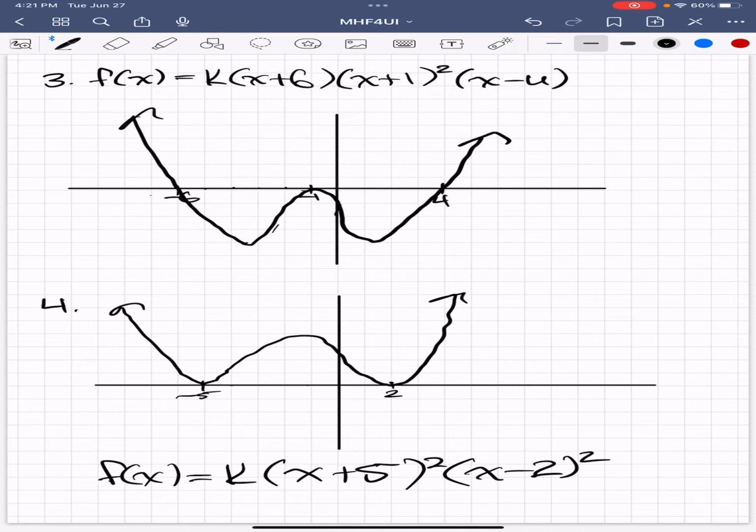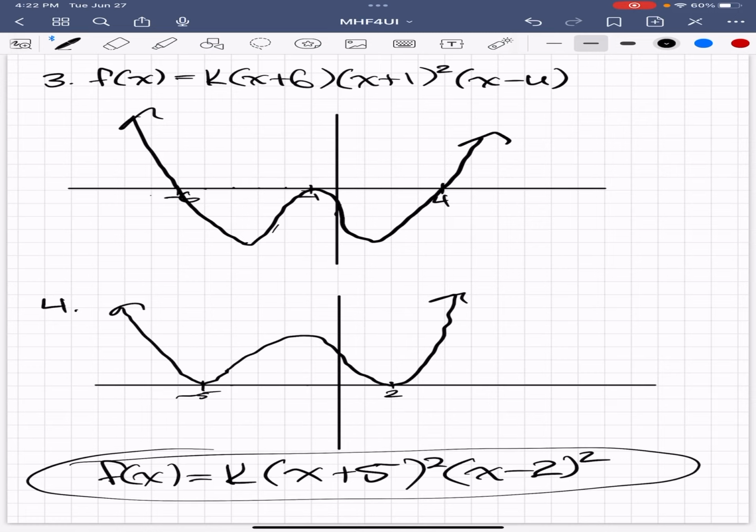Again, notice how the operational sign changes as zeros when inputted into the function. So if it's a zero of -5 order of 2, it's +5 within the brackets. And it's +2 order of 2 for the x-intercept. It's -2 when inputted into the brackets. So here's our answer.